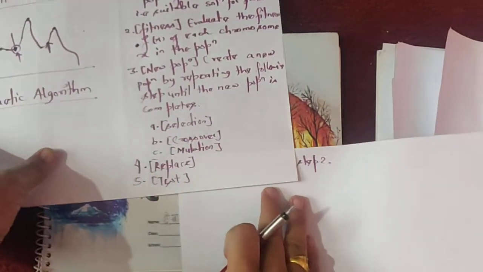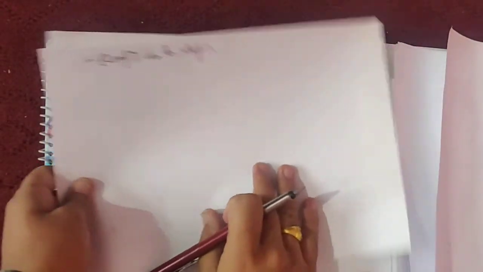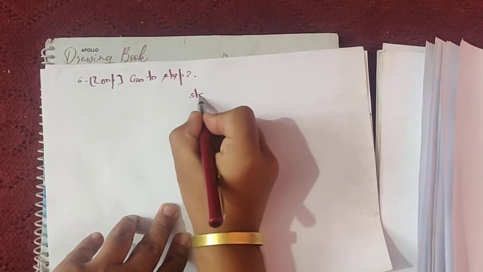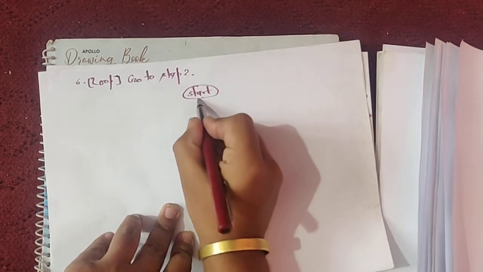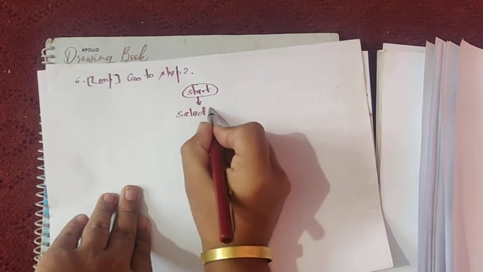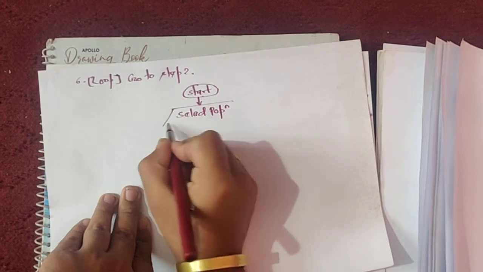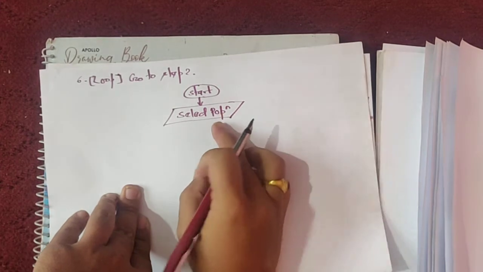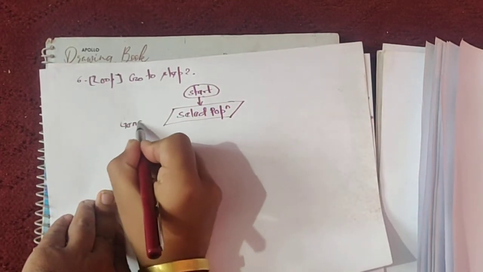This can be represented in a flow chart. Let us consider the flow chart. Start. Now select the population, that means generate n individuals. This step is known as genesis.